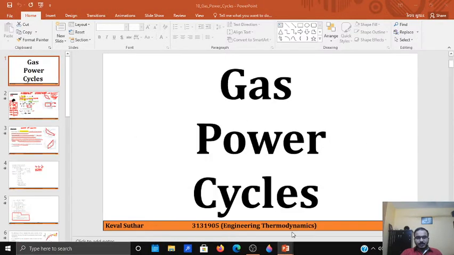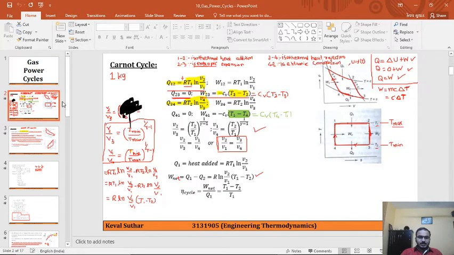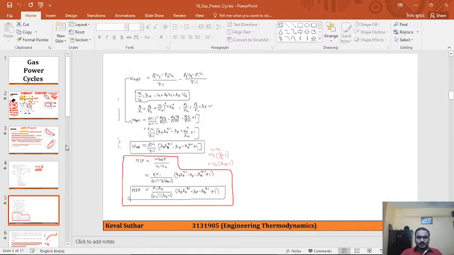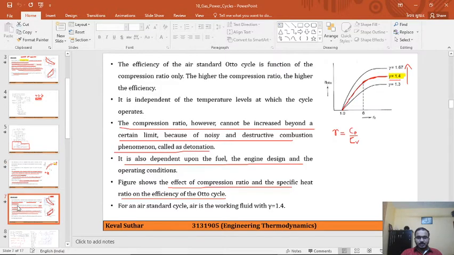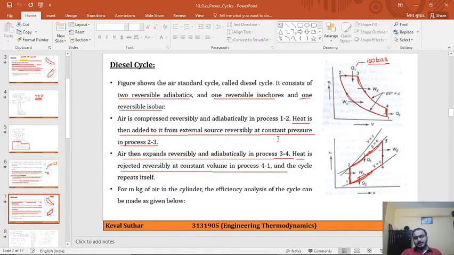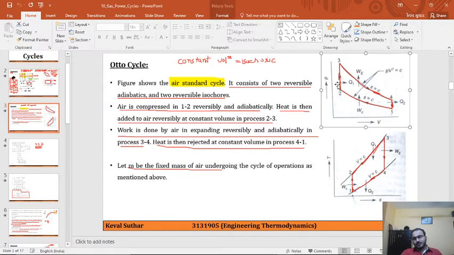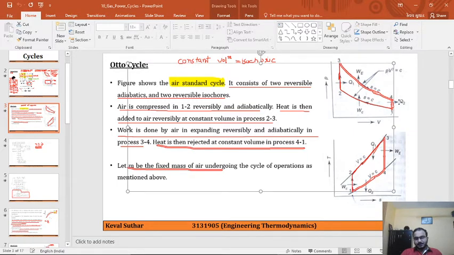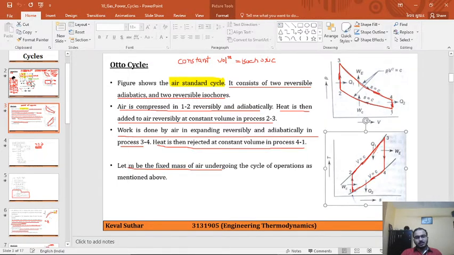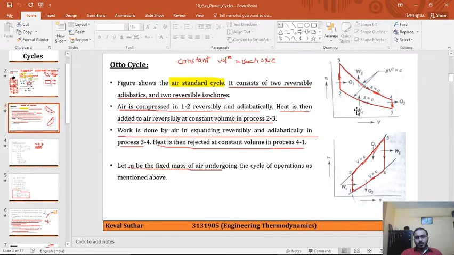The second concept that we studied was the gas power cycle, in which we do not have that kind of phase change, and for simplicity we assume here that the working fluid is air. That's why these are also called air standard cycles. And the Otto cycle is used for petrol engines, in which also our sole objective is to obtain the work output that will help us to drive the vehicles.